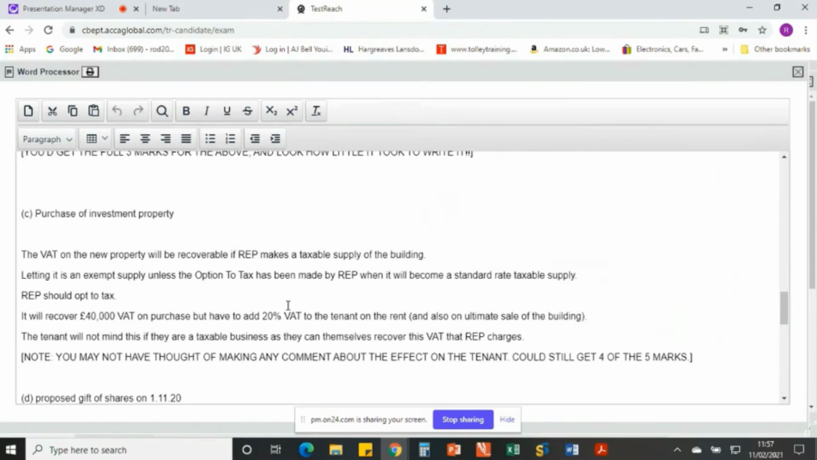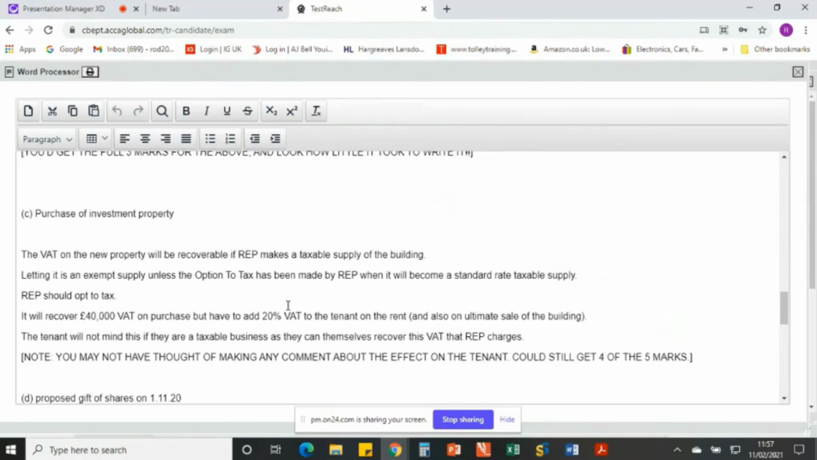Now, when you read this question, it wouldn't be obvious to a lot of students that you have to consider the position of the tenant. But that doesn't matter because there's 5 marks and you'll be able to get quite a few of them just by saying the first 4 lines. You get 4 of those 5 marks.